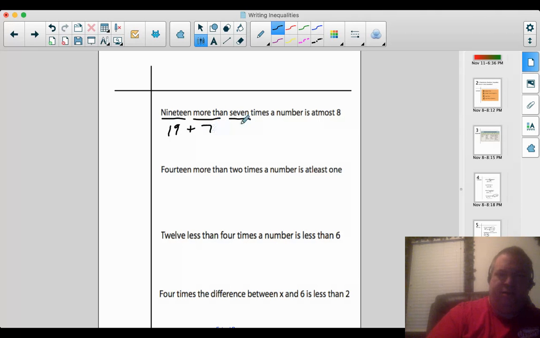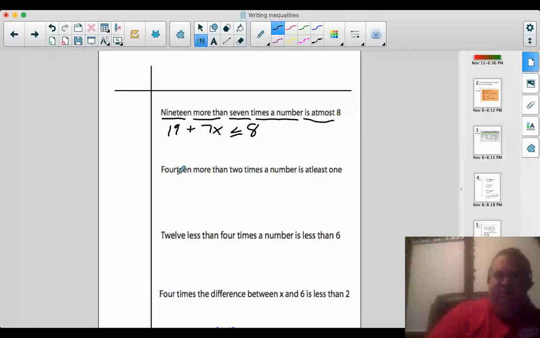7 times a number. If it just says a number, we don't know what that number is. We need a variable, so I'll just use x. 7 times a number, we'll do 7x. Now here I see the "is." So here's where my inequality is going to happen. "Is at most." At most means it's going to be less than or equal to. And then 8. So 19 plus 7x is less than or equal to 8.